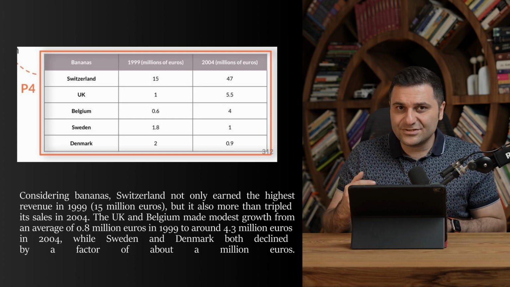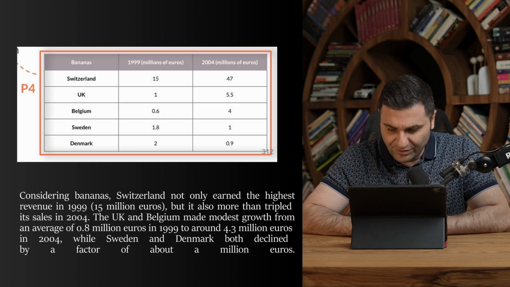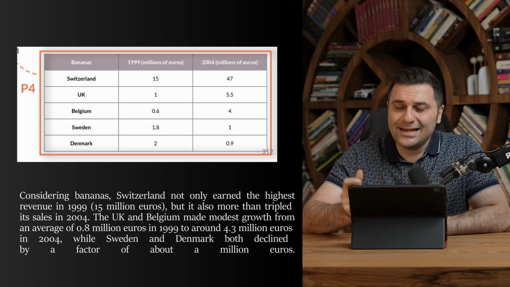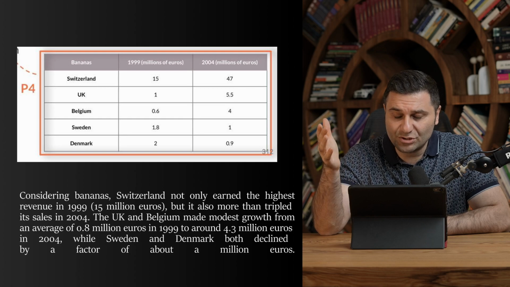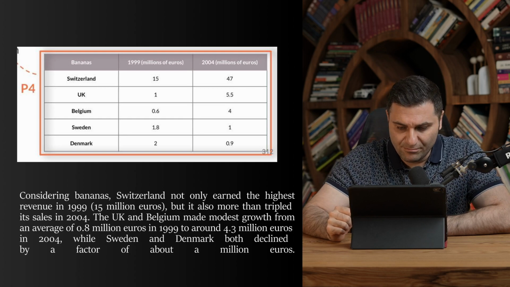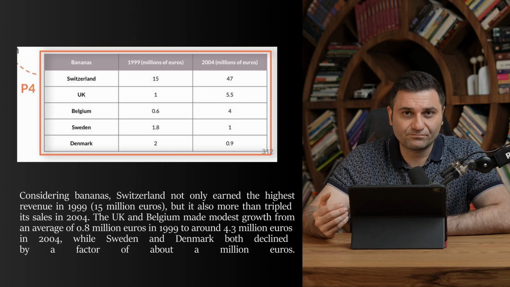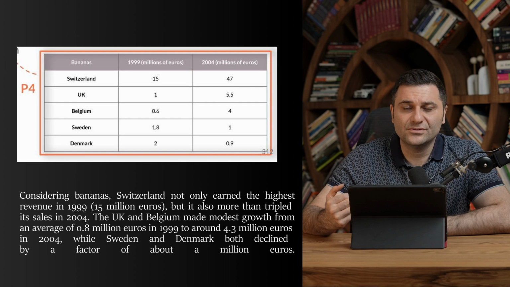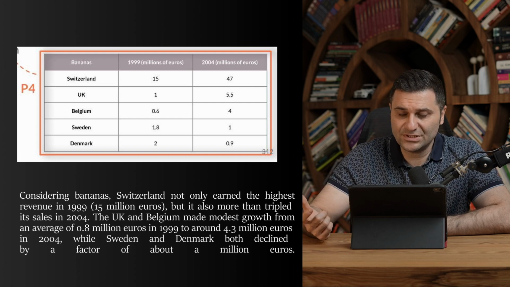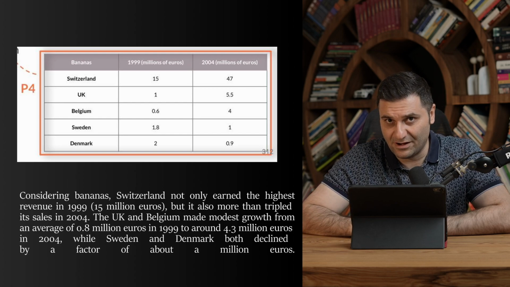So any difference in the table should be mentioned. So what is the difference? The two countries, Sweden and Denmark, which decreased their sales, all right? And any modest growth should also be mentioned. The two countries that have the modest growth should be mentioned here. So I mentioned and I wrote all the necessary information and data here. So this is a very good analysis of data in both paragraph 3 and paragraph 4.